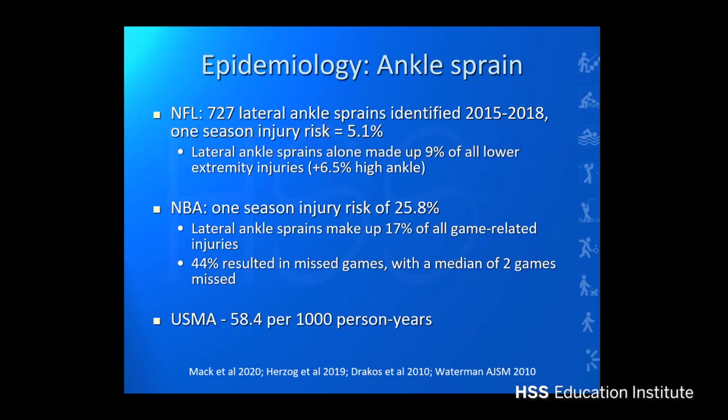Moving on to ankle sprains. Ankle sprains are really common in the NBA. The one-season injury risk was about 25%. So if you play basketball, it's kind of an occupational hazard. It makes up 17% of all game-related injuries. 44% resulted in missed games with a median of 2 games missed. It's very common in military populations as well.